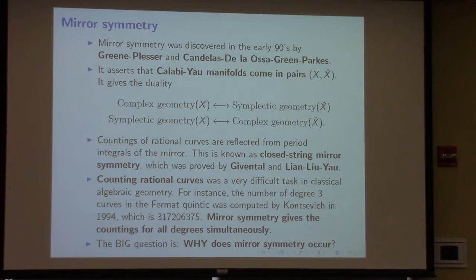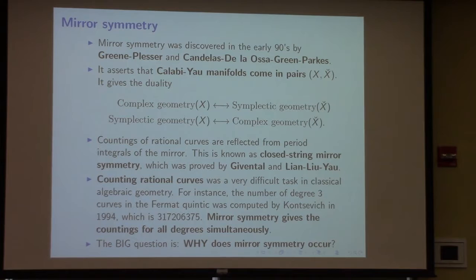In any case, the mirror symmetry on the mathematical side really started out from two papers, where we know that it comes in a pair, X and X hat. The complex geometry is mirror to the symplectic geometry in the mirror manifold and vice versa. The important quantum corrections to the theory on the A side come from period calculations on the mirror.